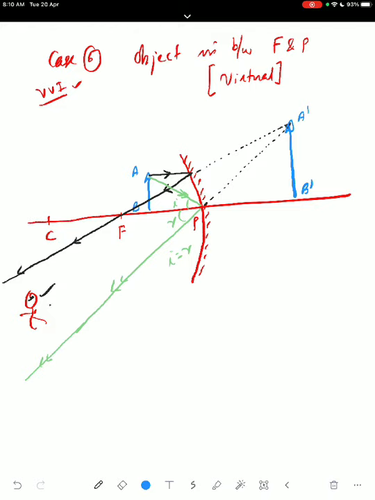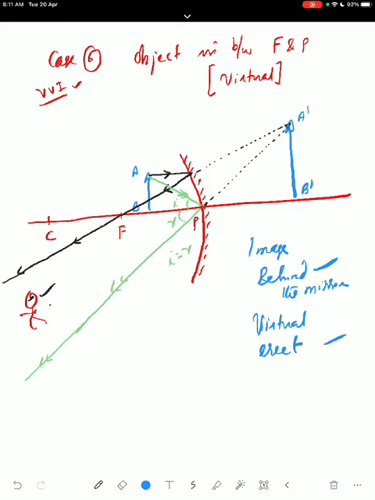Now it will not be in front. The image is behind the mirror. And what other point will you see? It is a virtual image. Rays are not actually meeting, but appear to come from A dash. It is erect, exactly the same shape as the object. So it is an erect image, but you can see that it is an enlarged image, or we can say a magnified image.